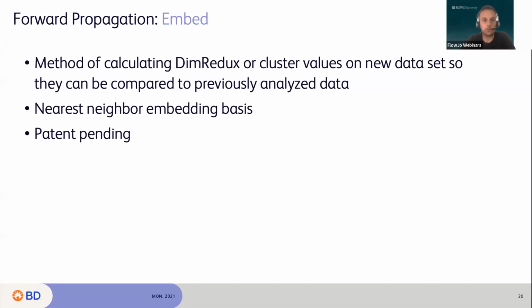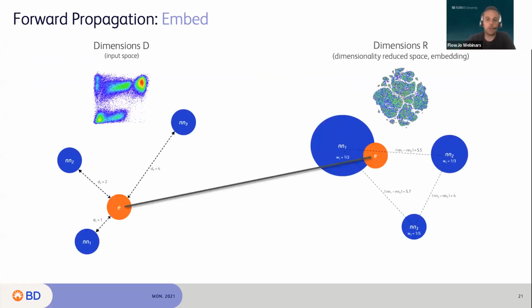Embed is a method of calculating the dimensional reduction or clustering value on a new data set so it can be compared to previously analyzed data. It uses neighbor embedding as a basis, and I cannot tell you exactly how it works because we filed a patent, and right now it is patent pending. So what I can tell you is this: let's take the input space.